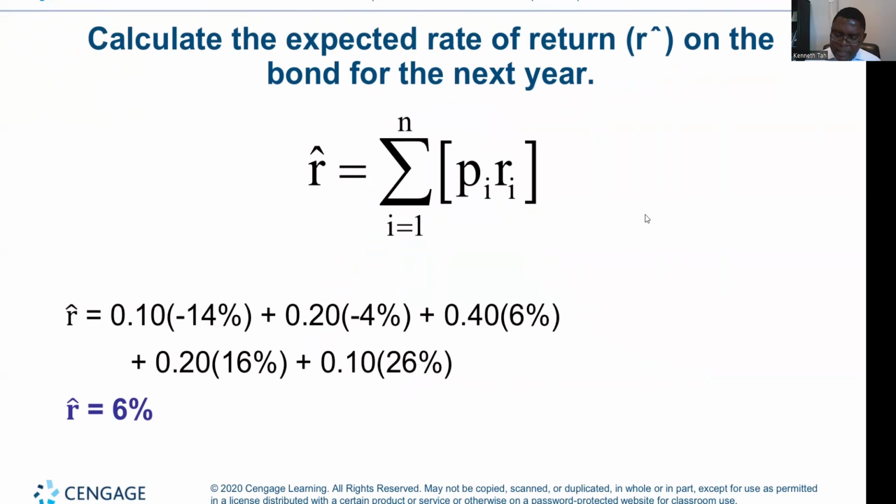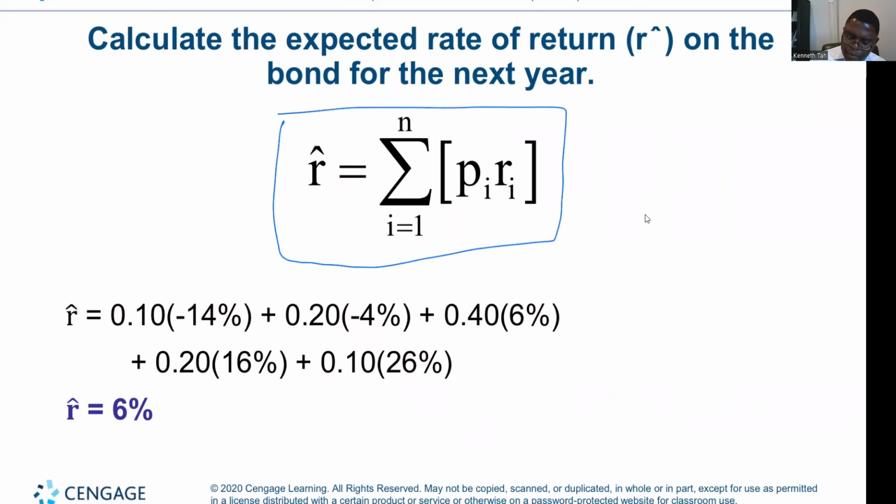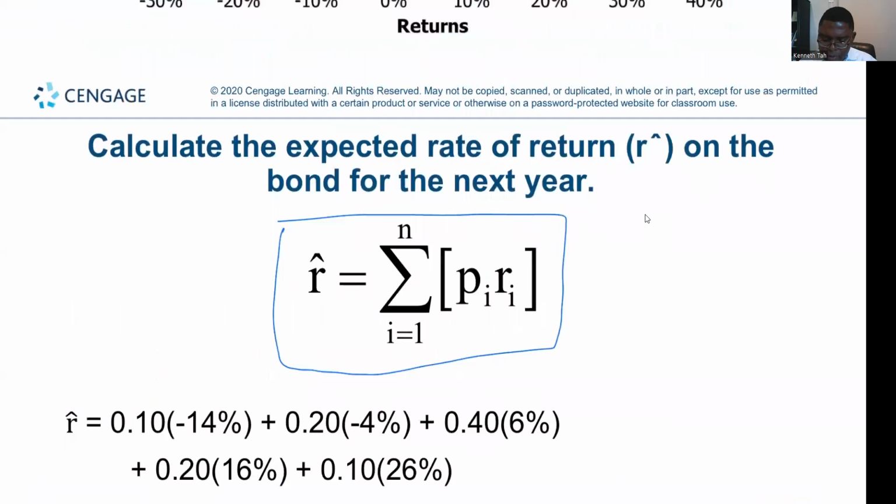In calculating the return, we basically take each probability times return, and then we sum them up. So this is the formula, where we are taking each probability times return, and we sum them up. That is going to give us the average return, or the expected rate of return of this scenario.